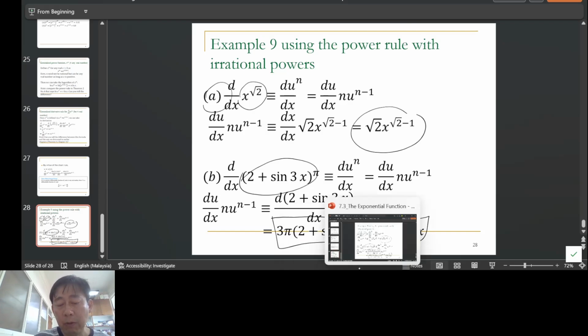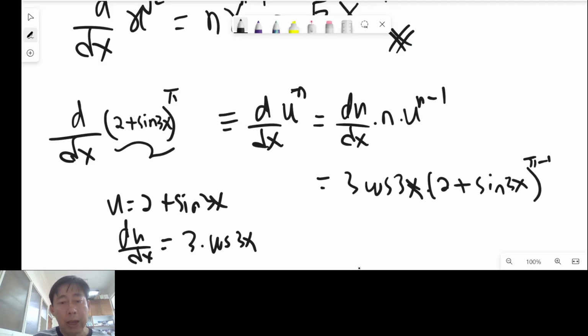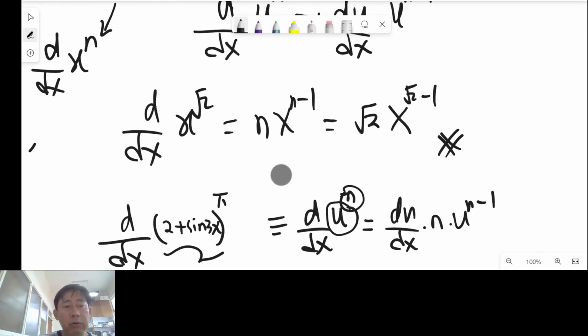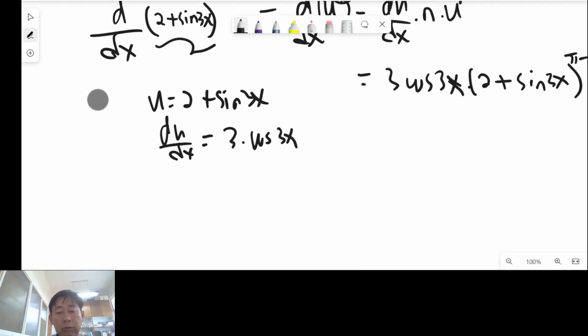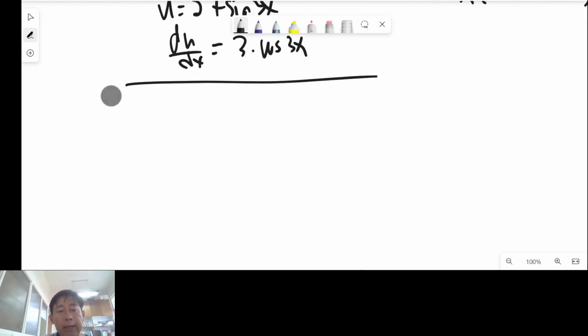So up to this point, we have demonstrated how to perform the differentiation of a function raised to an irrational number. We have also shown you how to calculate the derivative of a generalized power function, where the index in the power function is an irrational number. So that ends this topic. Let me give you a brief summary.